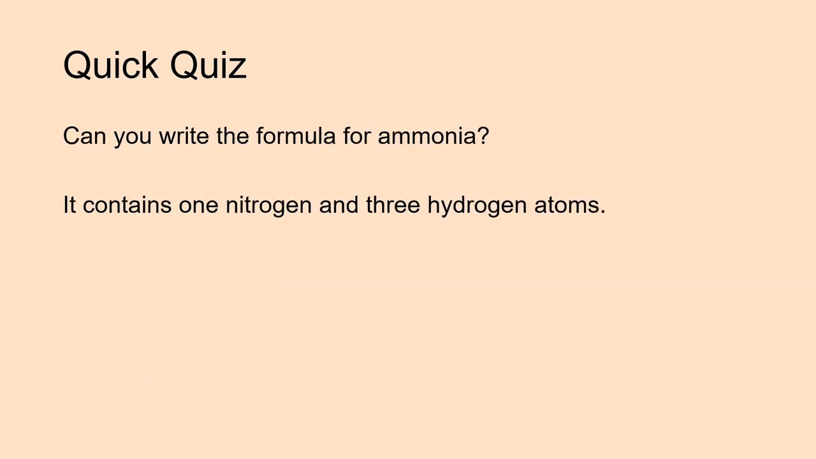Can you have a go at writing the formula for ammonia now? I'm going to tell you that there is 1 nitrogen atom and 3 hydrogen atoms in every molecule of ammonia. Pause the video and have a go. Here's the answer for the formula for ammonia. Capital N, capital H because it's a different element, and then a small number 3 because there's 3 hydrogen atoms.